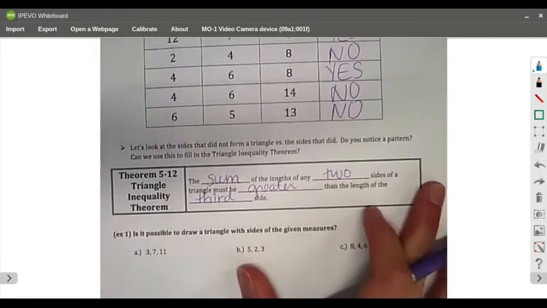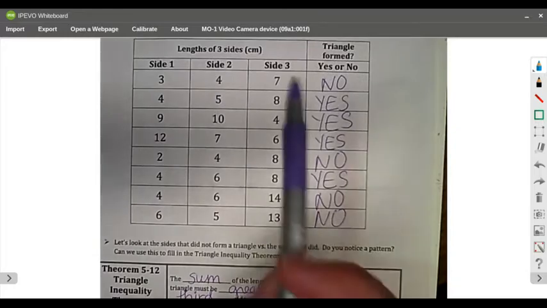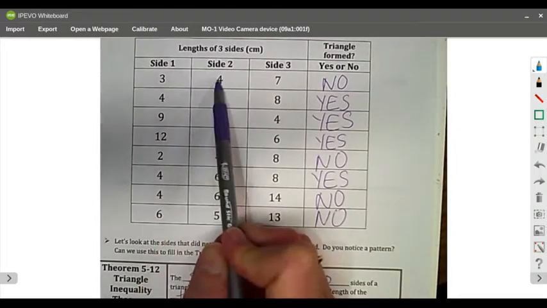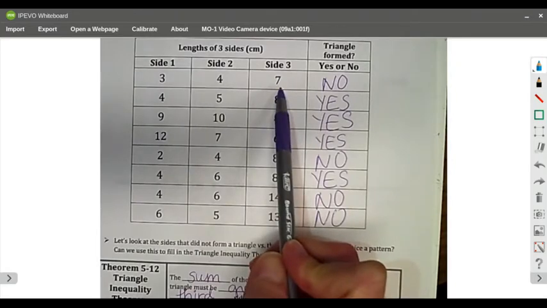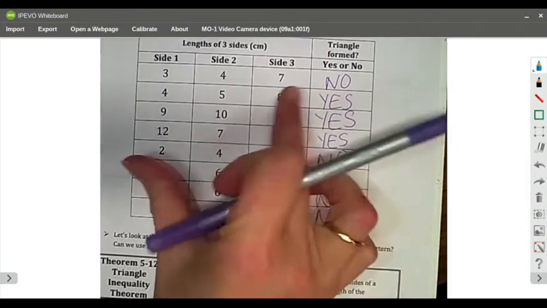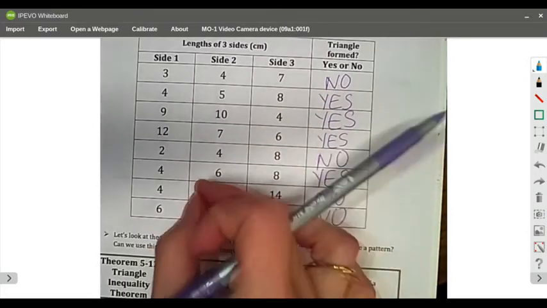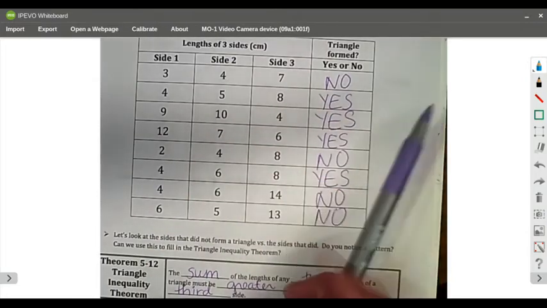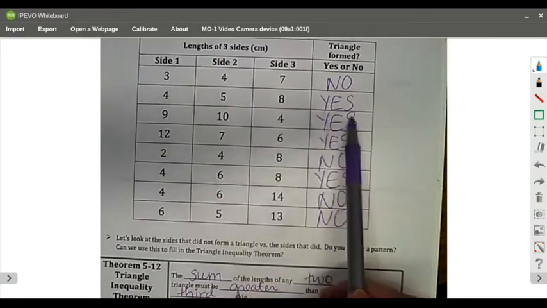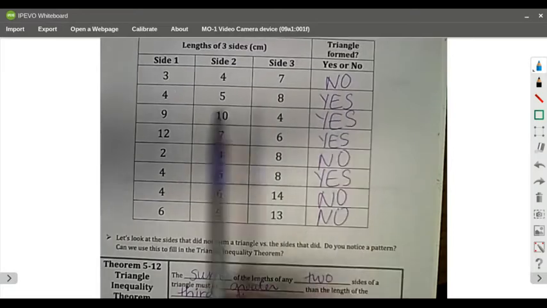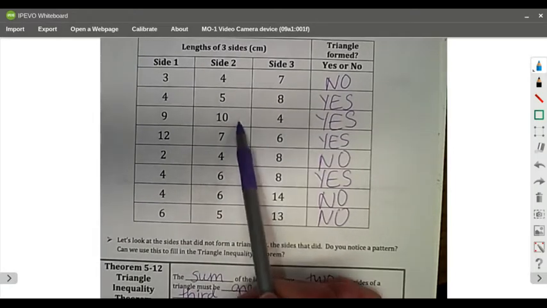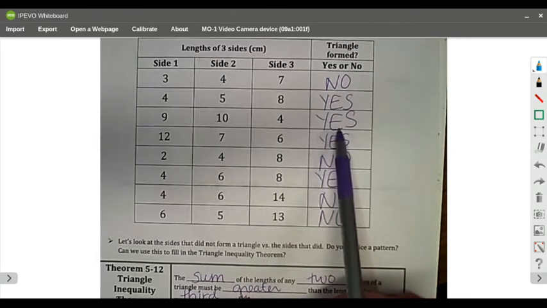If we take a look at the ones that were noes, this one, 3, 4, and 7: see how 3 plus 4 is equal to 7? It's not bigger than 7. So that's why it was a no. Any two sides that you pick, if you add them together, they have to be bigger than the third side. See how 4 plus 5 is 9, which is bigger than 8? So that's why it made a triangle. 9 plus 4 is 14, which is bigger than 10, also made a triangle.